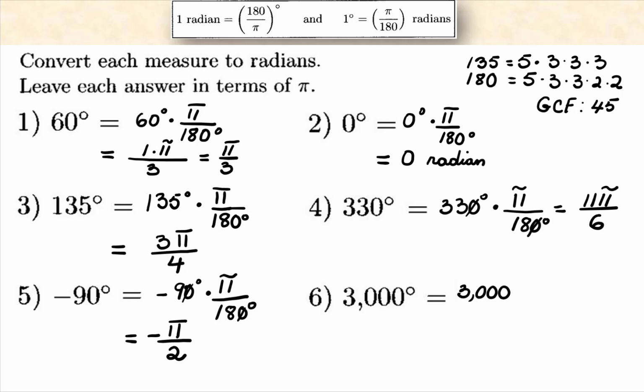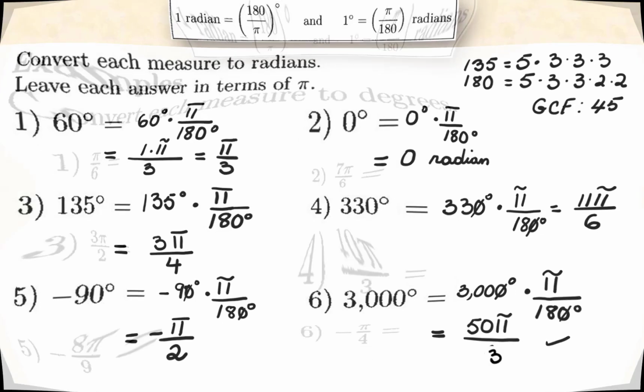3,000 degrees multiplied by pi over 180. We cancel the zeros. It's 300 divided by 18. 6 times 50 is 300, so 50 pi, and 6 times 3 is 18.